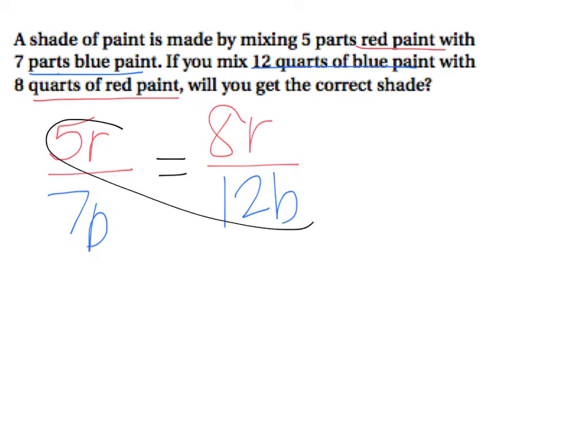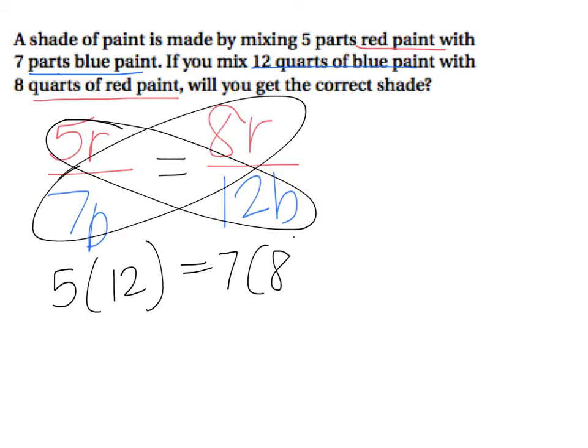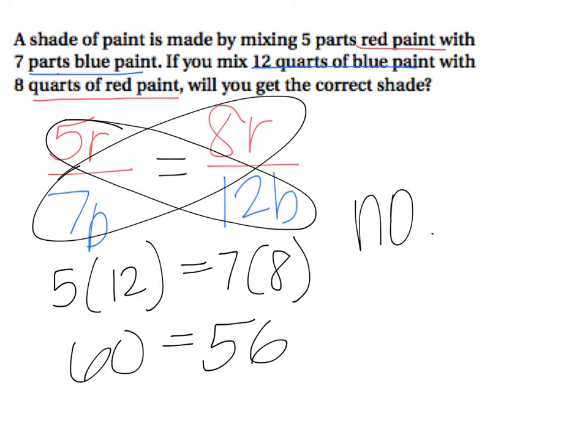So I'm going to solve using cross products. I'm going to do 5 times 12 equals 7 times 8. And 5 times 12 is 60, and 7 times 8 is 56. So those ratios are not equal. So no, this is not in proportion, and you will not get the correct shade of paint.